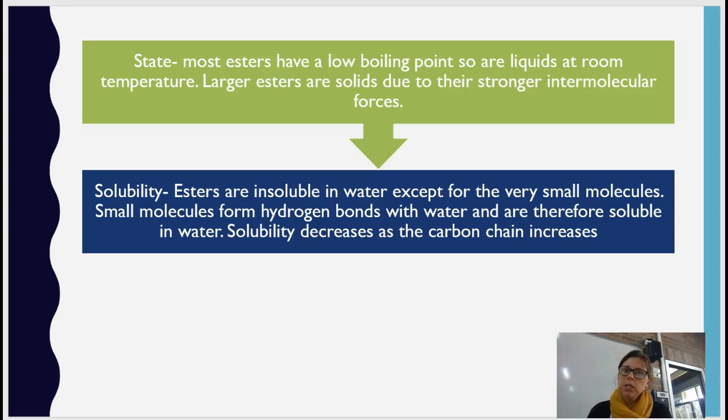Now with solubility, we've already discussed solubility a little bit. They are insoluble in water, except for the really tiny ones, and that's because those small molecules will form hydrogen bonding with the water and are therefore soluble. But as our carbon chain increases, they become more and more insoluble, which is a really great property when we're looking at separating them from the remaining acid and alcohol that may still be present in the reaction flask that we need to remove.